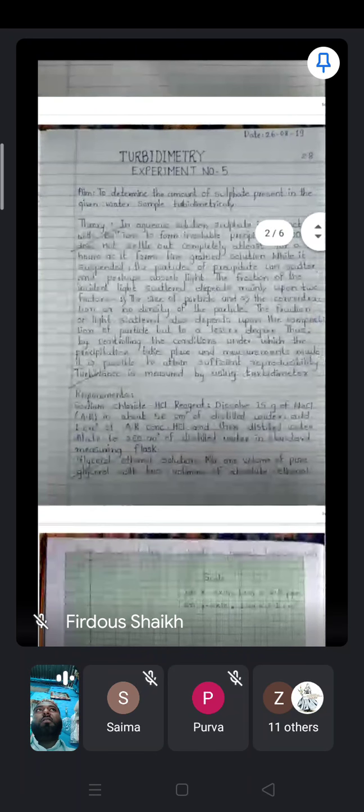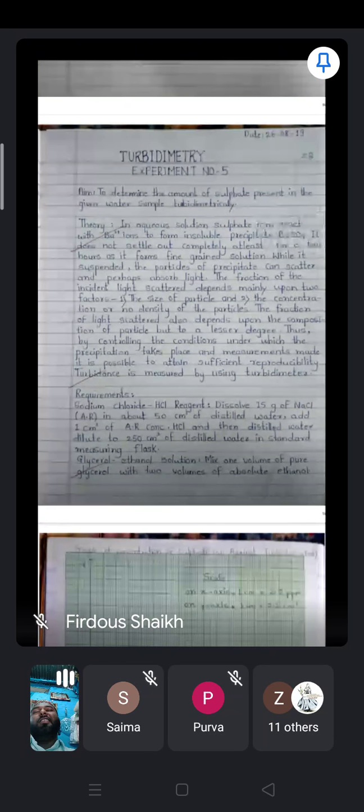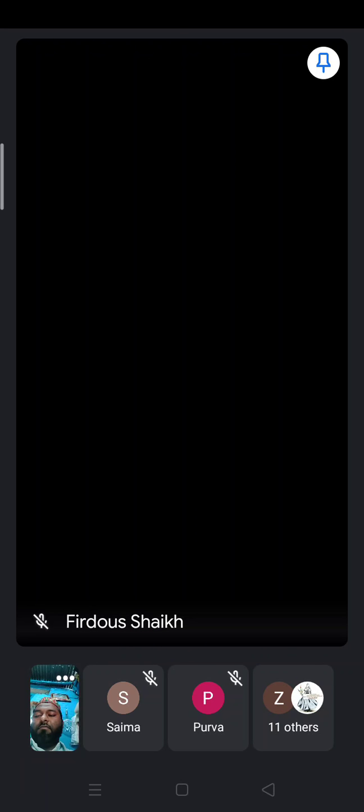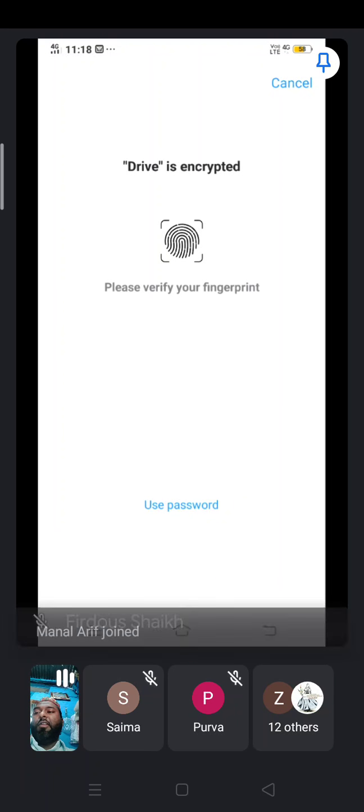In the same way, that whitish or silvery color will appear in the solution, and that is called turbidity. It is measured with the help of a turbidimeter, or sometimes we can also use a spectrophotometer.